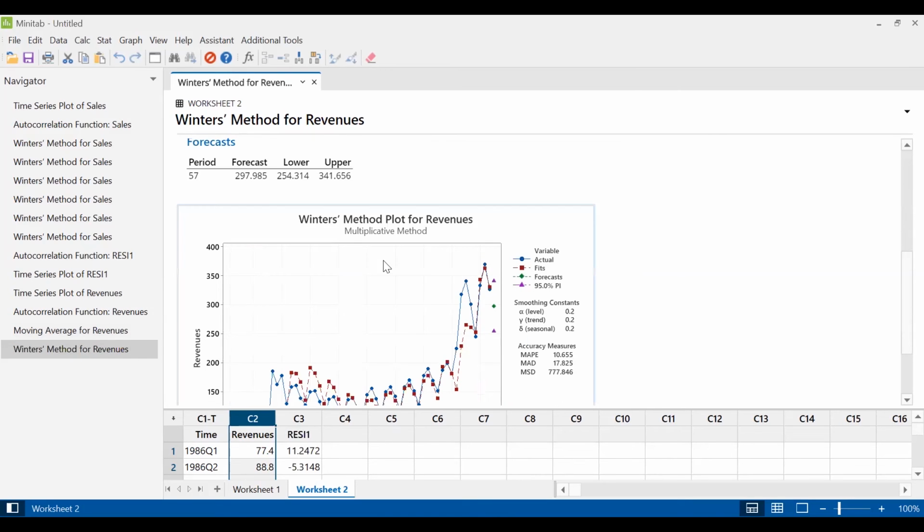And this time the forecast turns out to be 297. That is different from the previous one. And the interval goes from 254 to 341.